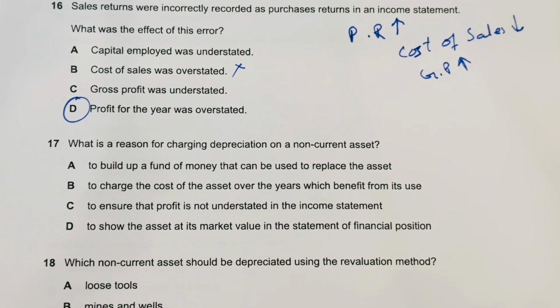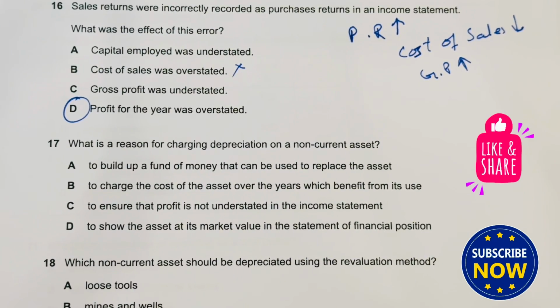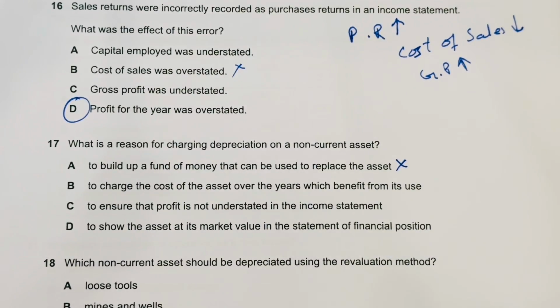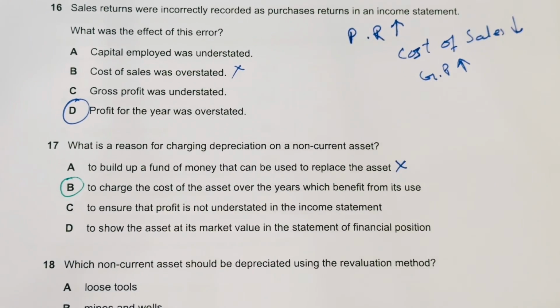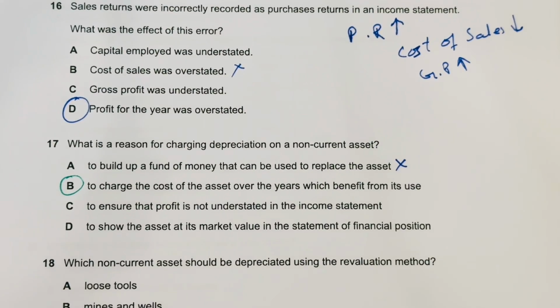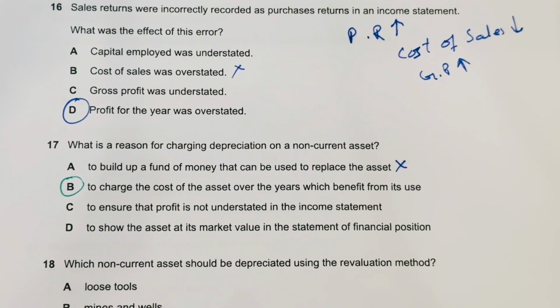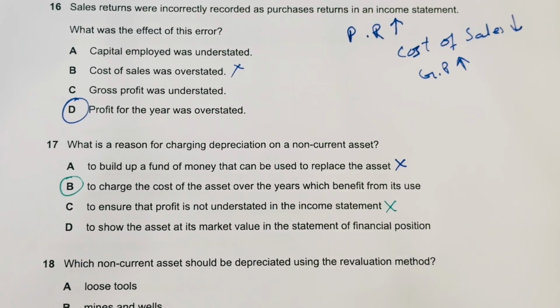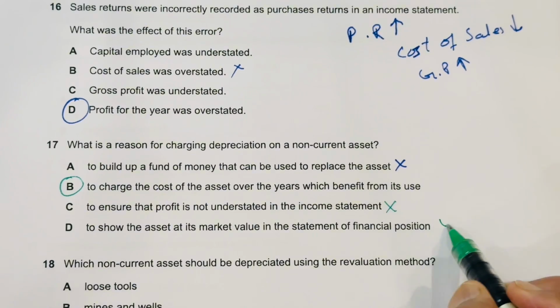Okay, moving to question number 17. What is the reason for charging depreciation on a non-current asset? This is a simple depreciation definition. To build up a fund of money that can be used to replace the asset? No, this is the wrong option. To charge the cost of the asset over the years which benefit from its use. Yes, this is the purpose. So option number B is the right option. This is the correct definition of depreciation. To ensure that profit is not understated, no. This is a non-cash expense to show the asset at market value in the statement. No, this is again the wrong option.